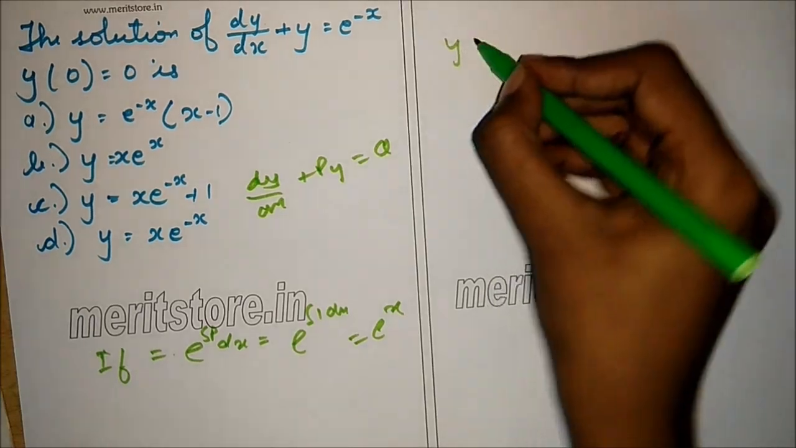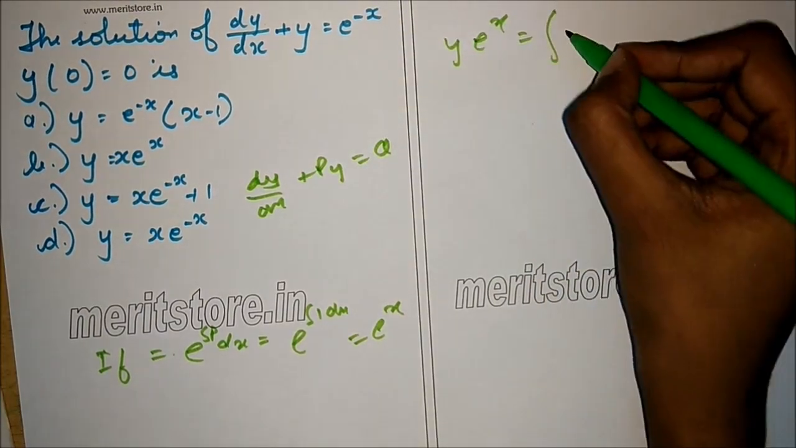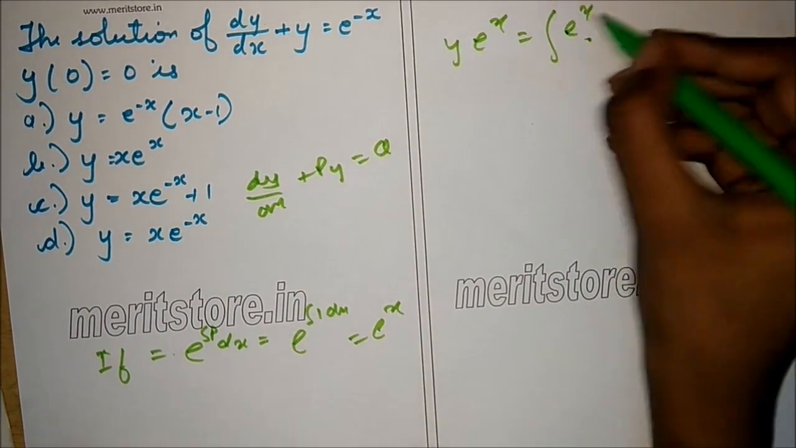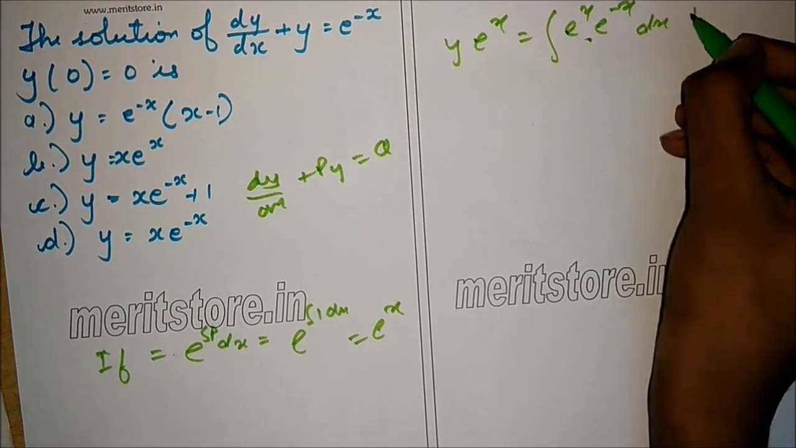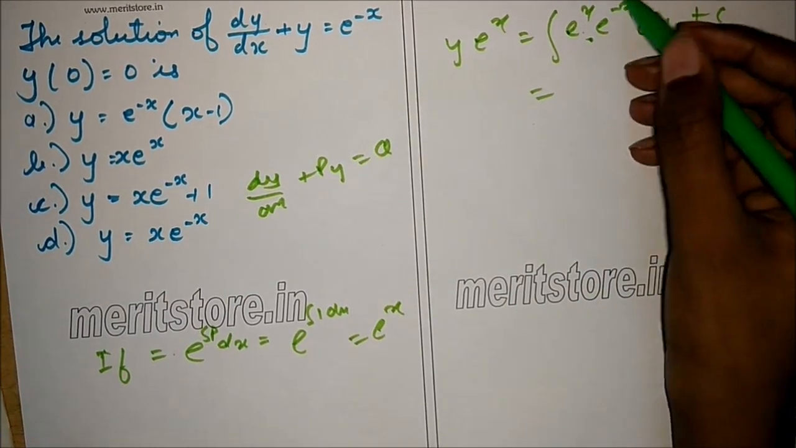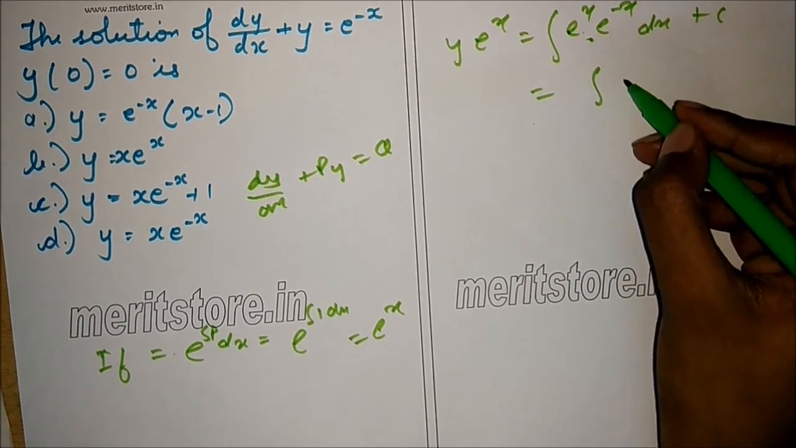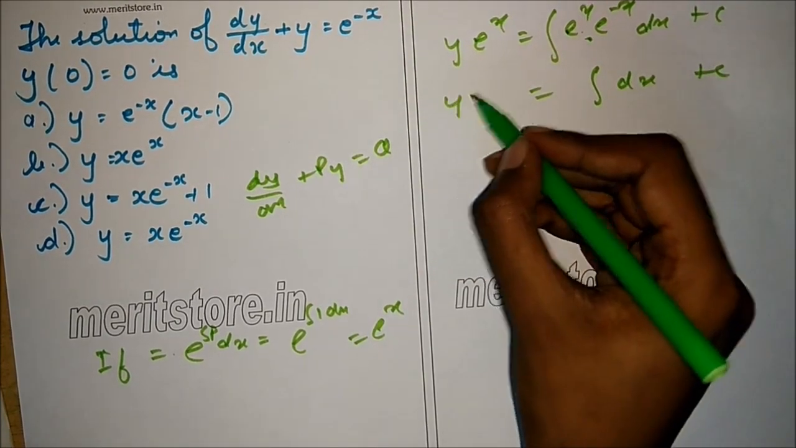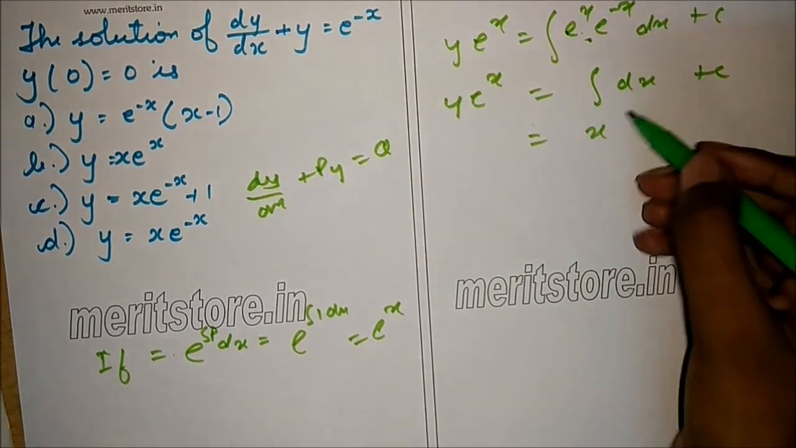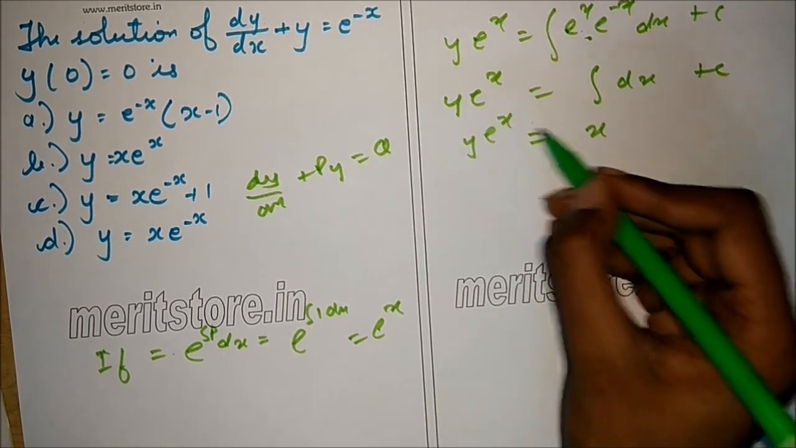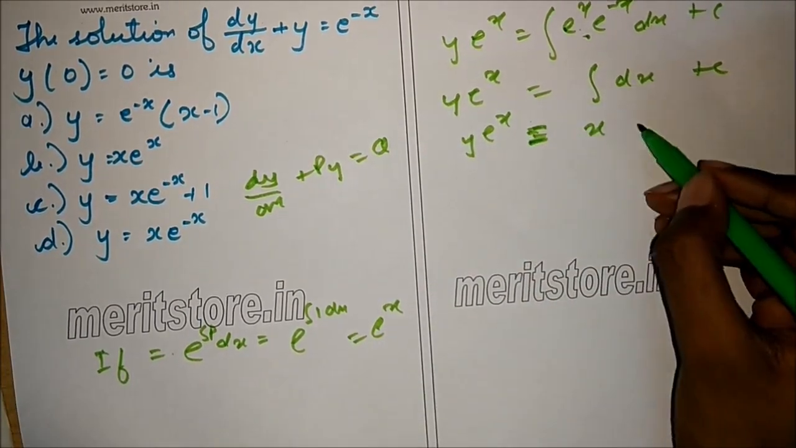So the solution will be y into e raised to x equals integral of e raised to x into q, that is e raised to minus x dx plus c, that is equal to e raised to x into e raised to minus x is 1. So the integration of dx plus c is equal to x plus c.